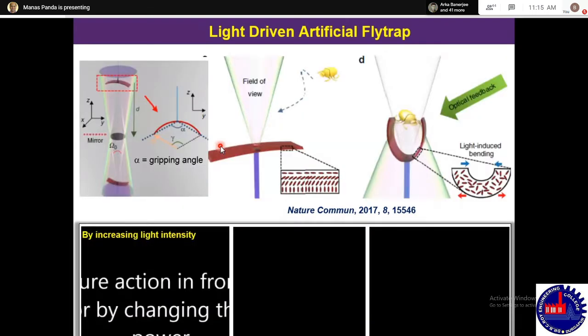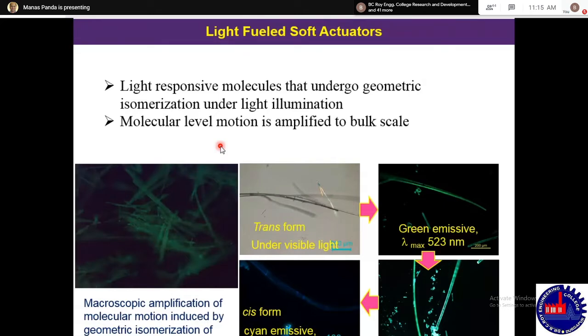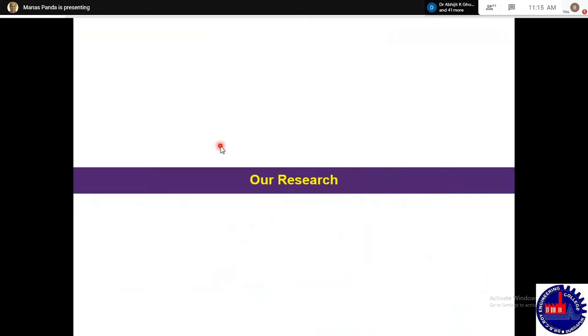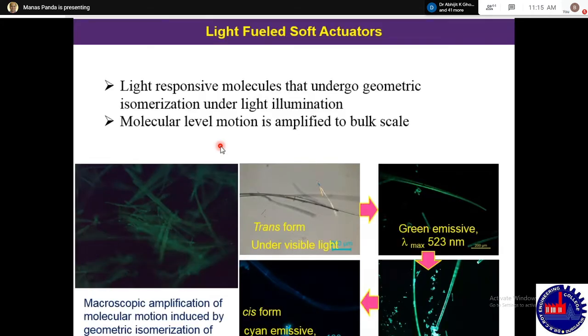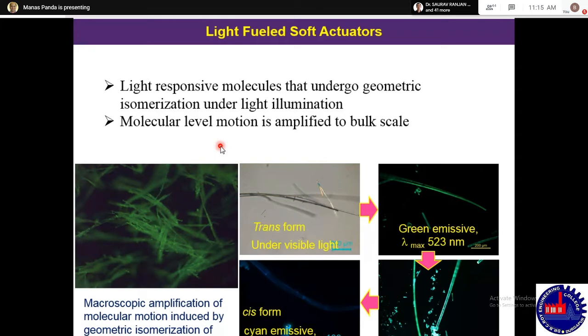And recently we are also working in a similar area, light-driven photo actuators. This is actually our research. We are also partly working on light-driven, light-fueled actuators, and I will show you some videos from our laboratory. As you can see from here, the small crystals have started moving, and in fact, these are light-responsive materials with different functionality which undergo geometric isomerization once you irradiate the UV light.